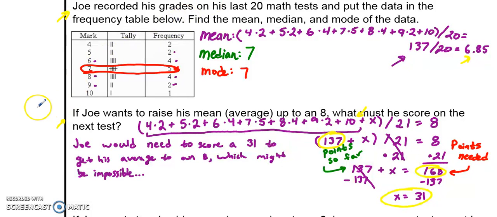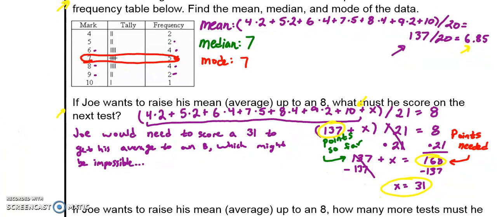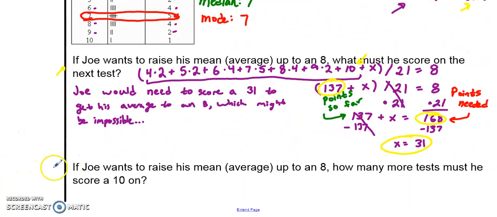So this makes me think, if Joe's not going to be able to get his average of 8 with maybe one test, what if Joe wanted to raise his average up to an 8 with a bunch of tests? What if he got perfect scores, he got 10s for a whole bunch of tests in a row? Could he ever get his average up to an 8? And if he could, how many more tests must he score a 10 on to get that average up to an 8? Now this is a challenging question and one we're actually not going to answer in this video, but give it a try for yourself because you'll probably see something just like this on a quiz or test as a challenge question.